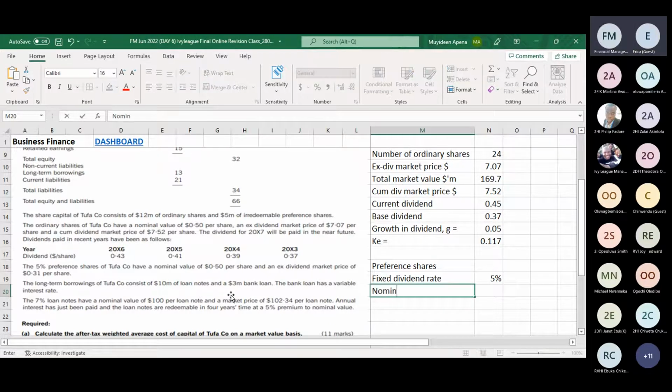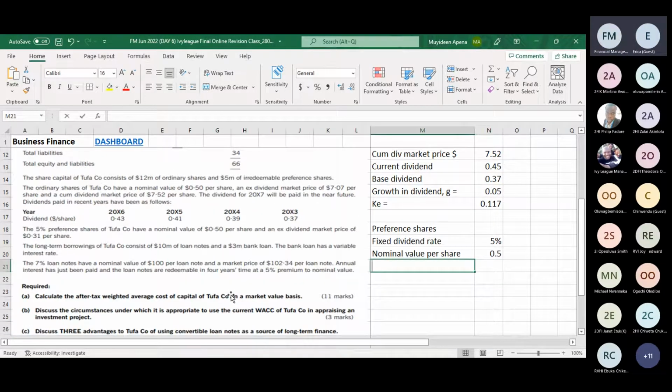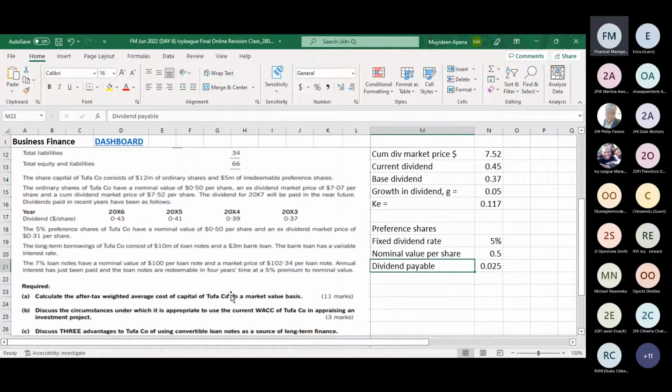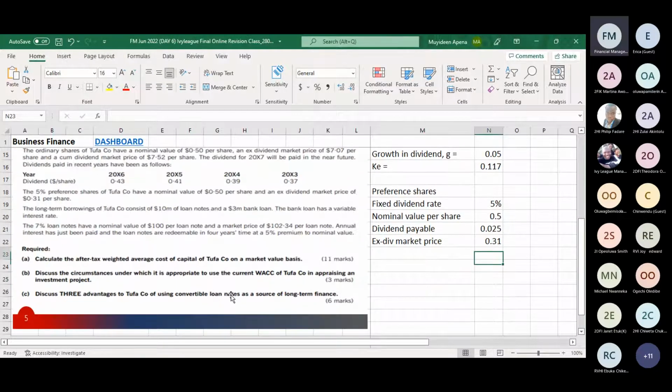Okay, so nominal value per share is 50 cents, which means dividend payable is how much? 5% of these 50 cents. Can we see it? Yes, sir. X dividend market price of 31 cents per share. X div market price 31 cents. With this information, we can calculate cost, isn't it?